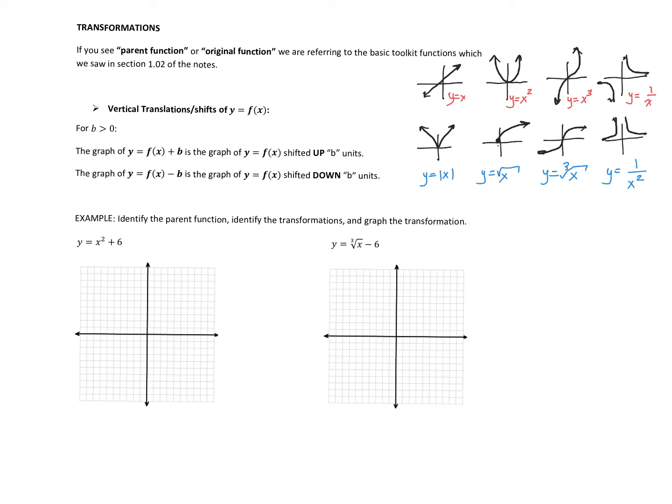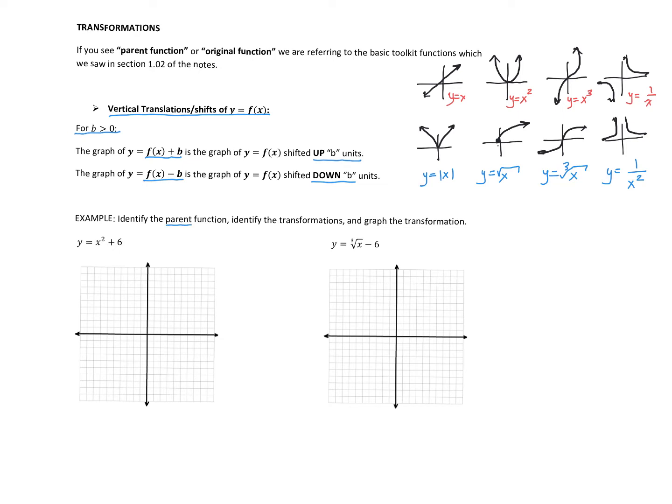And what we want to talk about is shifting these graphs up or down or right or left. And so we'll first talk about vertical transformations. So vertical transformations are up and down. If we have a positive value b, if we add b to the function, f of x plus b, we're going to shift up b units. And since b is a positive number, if we do f of x minus b, we're going to shift down b units.